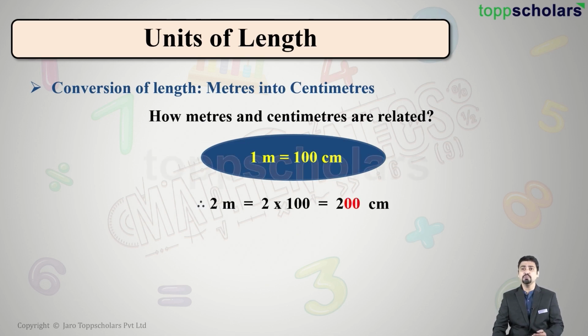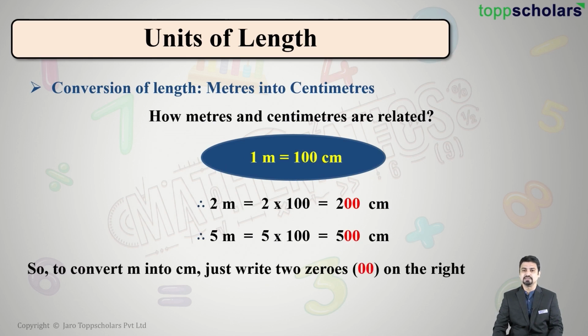Therefore, what will be 2 meters? Simple. 2 into 100 or 200 centimeters. And 5 meters? Yes, 5 into 100, 500 centimeters. And so on. So, to convert meter into centimeter, just write 2 zeros to the right of the given number. Or in other words, multiply by 100.